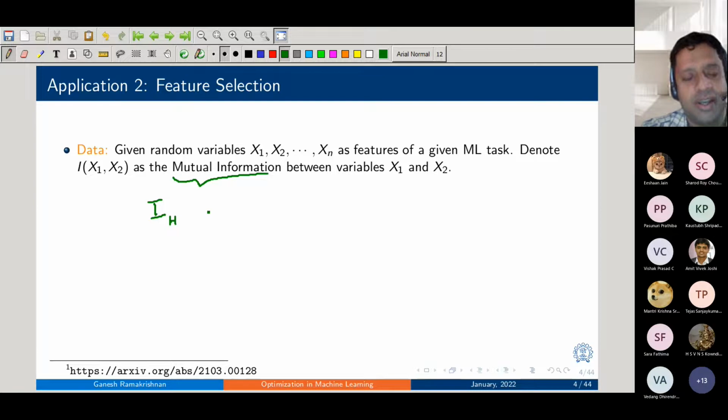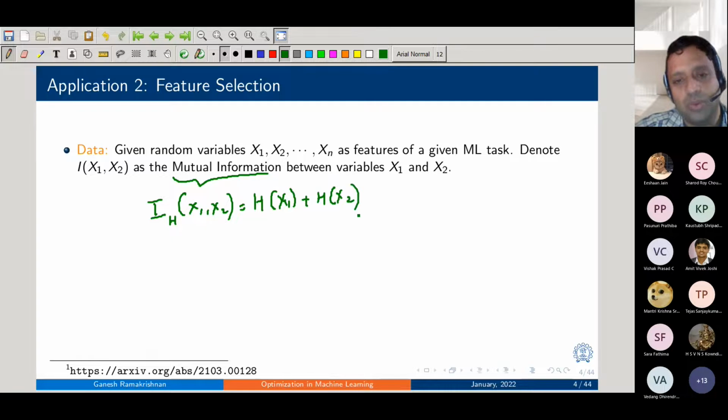If you have H entropy, the mutual information between random variables x1 and x2 is the entropy of x1 plus the entropy of x2 minus the entropy of x1 and x2, the joint entropy of x1 and x2. So this is like saying how correlated are the two random variables, right?